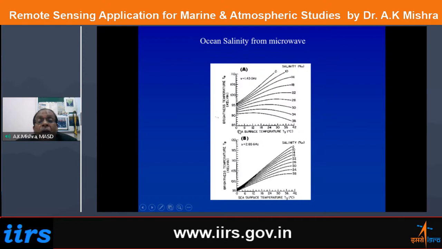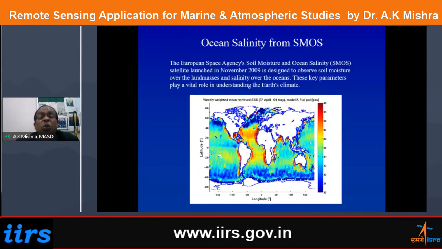For different sea surface temperatures, the brightness temperature at 1.43 gigahertz is found to be different. For zero salinity, you get a high brightness temperature, and for high salinity, you get a low brightness temperature. Of course, it again varies with the prevailing sea surface temperature. So this nomogram gives you the information on how sea surface salinity can be detected. Then you have the SMOS sensor, that is, Soil Moisture and Ocean Salinity.